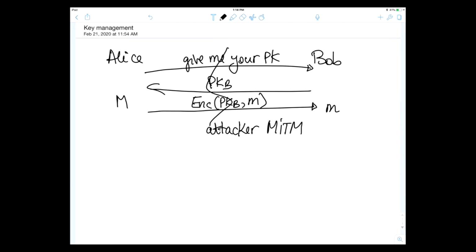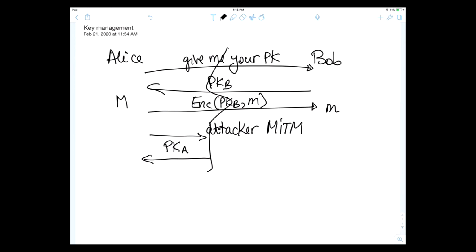But basically what happens is that this attacker sees that Alice wants Bob's public key. So instead, when Alice asks for the public key, the attacker is going to reply with his own public key, the attacker's public key. And Alice doesn't know that that's not the public key of Bob. How can she know when she doesn't know the public key of Bob?